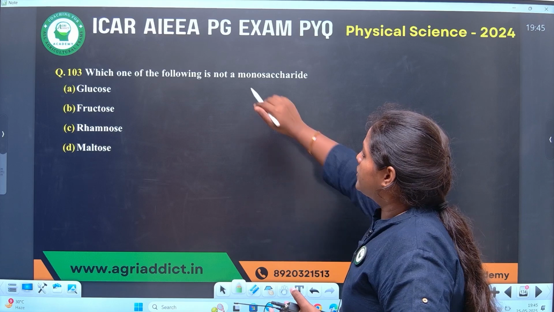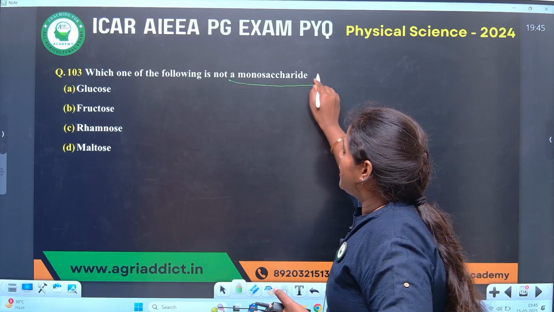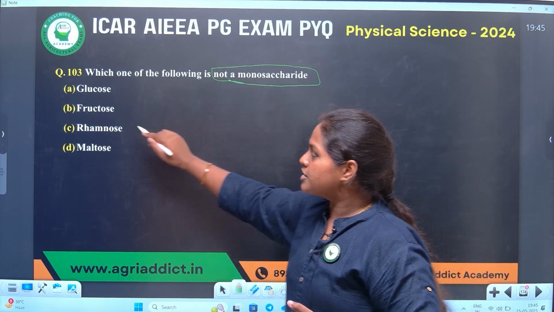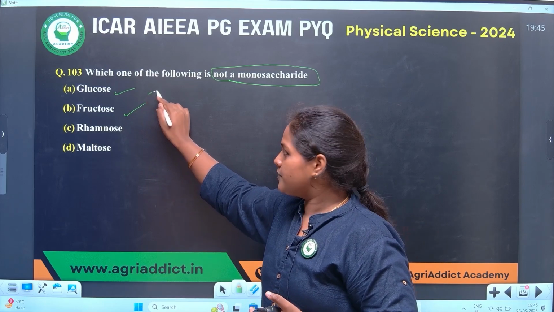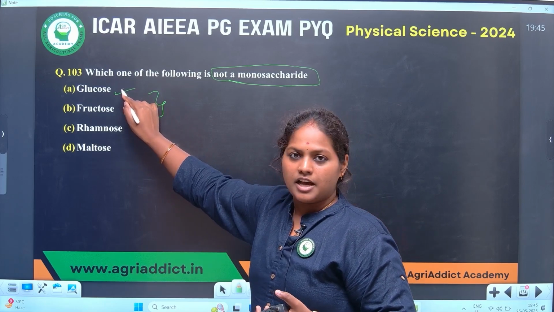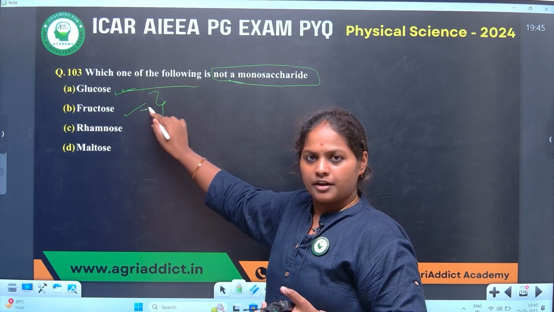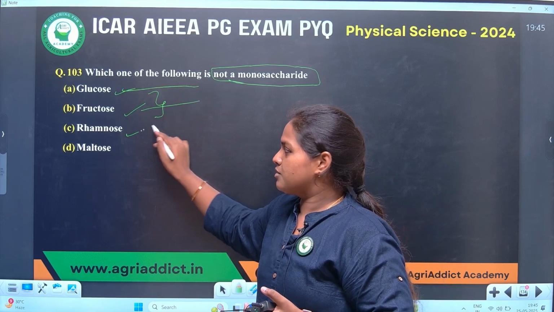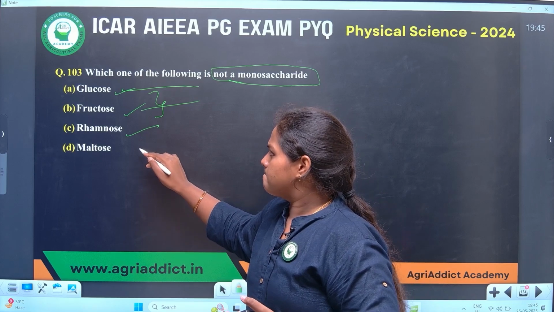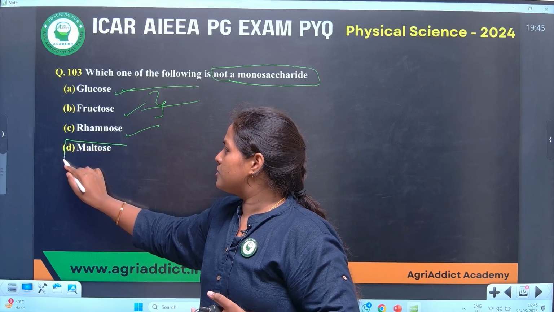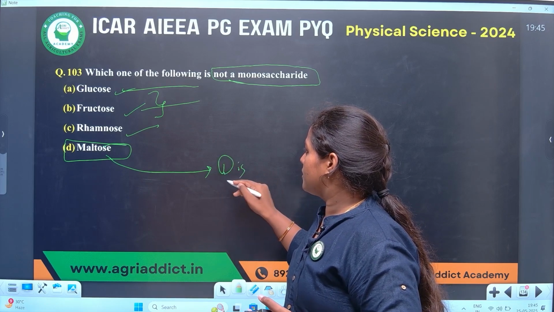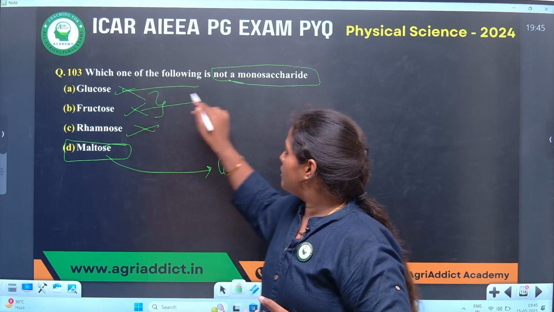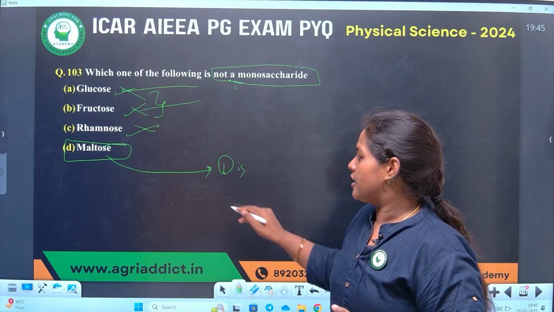Next question. Which one of the following is not a monosaccharide? Glucose is a monosaccharide, we know. Fructose is also a monosaccharide. The difference between glucose and fructose is that one has an aldehyde group, the other has a ketone group. Next, rhamnose is also a monosaccharide. Next, maltose, it is a disaccharide. Here they are asking which is not a monosaccharide.